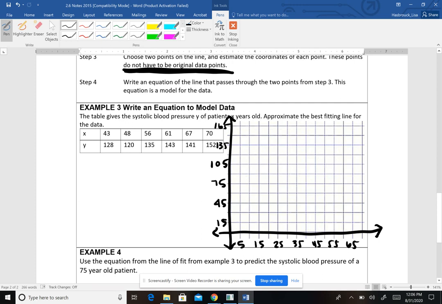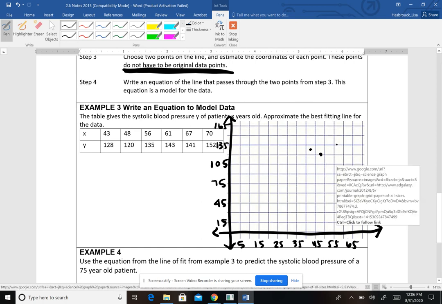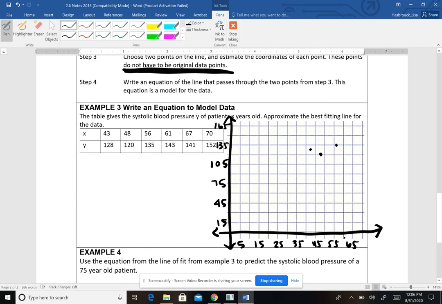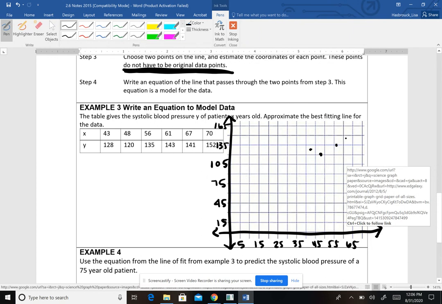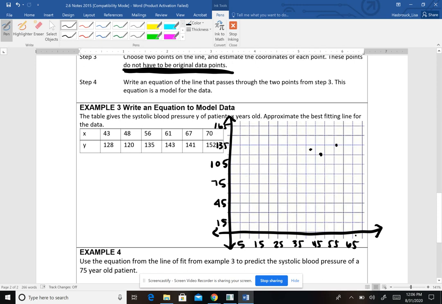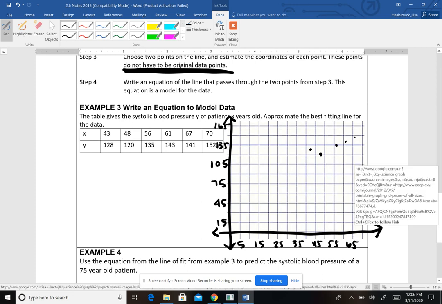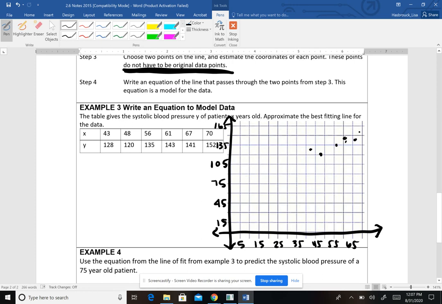Okay. So now that I have my X and Y axis labeled, I'm going to go ahead and plot those points. So for the first point, 43, 128, I go over to approximately 43 and up to approximately 128. And then I'm going to do 48, 120. And then 56, 135. And then 61, 143. 67, 141. And then 70 is 152. Okay, so here are all my points.